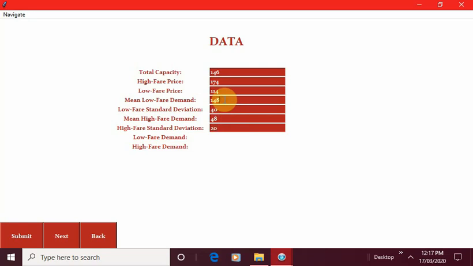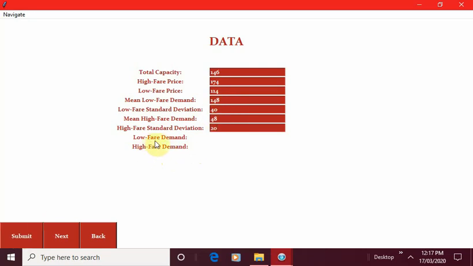In this application there is another feature which would help to get the low fare demand and the high fare demand if the airline does not have the historical data and they just have the total demand for that particular day, which we'll see on the 3rd of April, the third iteration. At the moment we are entering this particular data, and let's submit.